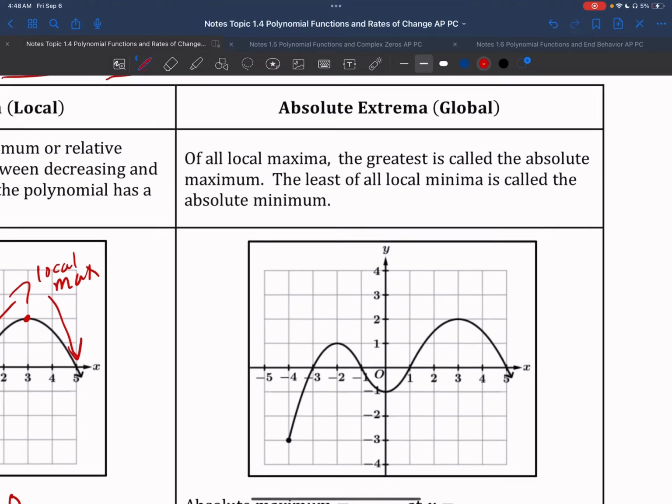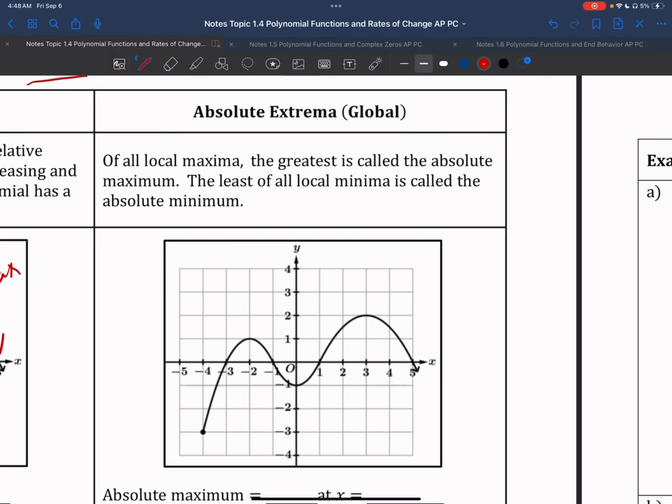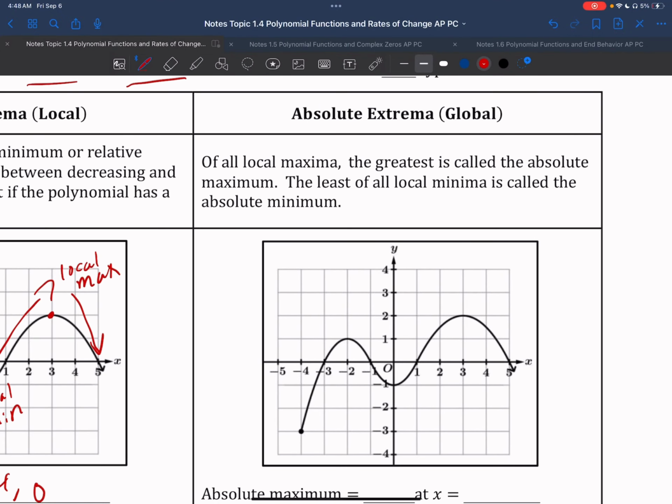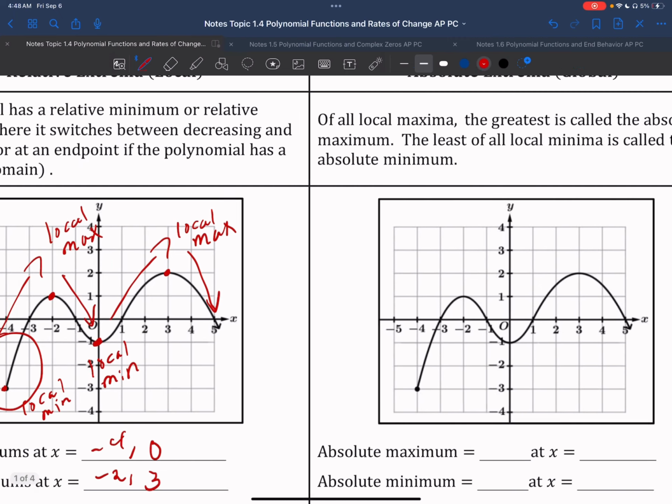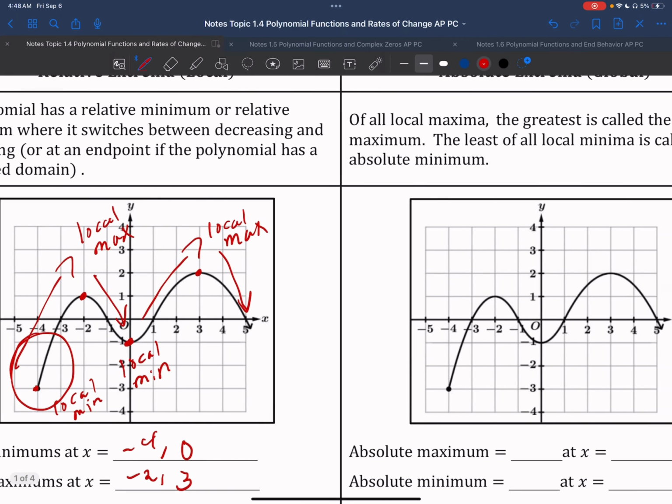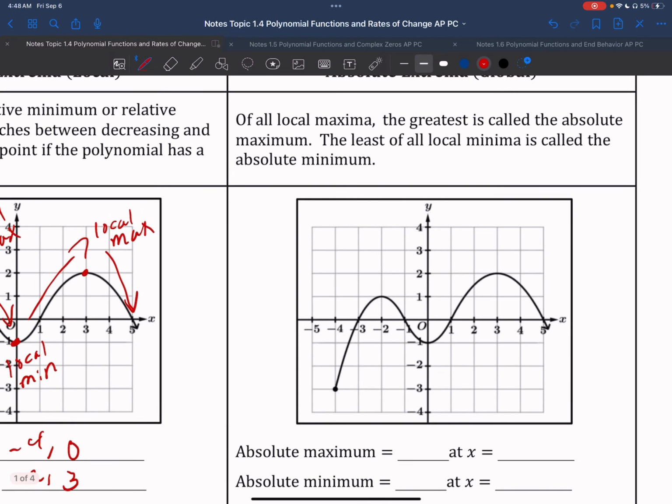Now let's look at the definition of absolute extrema, also known as global extrema. So this will be the largest y value or the lowest y value in the graph. So if I look at this graph, it's the same graph as before. If I look at the two maximums that are given to me right here, I notice that this one is the highest out of the whole graph. Every single point has a y value lower than this one.